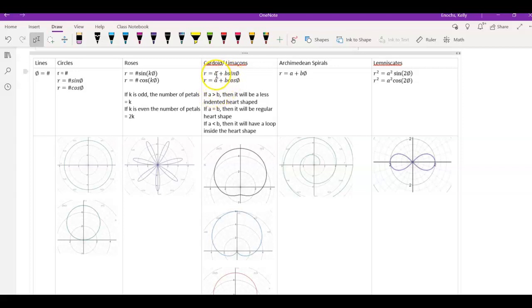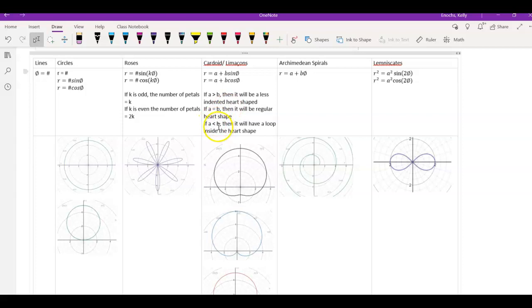So if your A value is greater than your B value, so that first number is greater than your second number, then you're going to get this kind of easily buffered out, I guess, heart shape. It's just not as indented. If they're equal, so you have 3 plus 3 sine theta, those would be equal, A and B would be equal. You'll get a very nice, pretty heart shape.